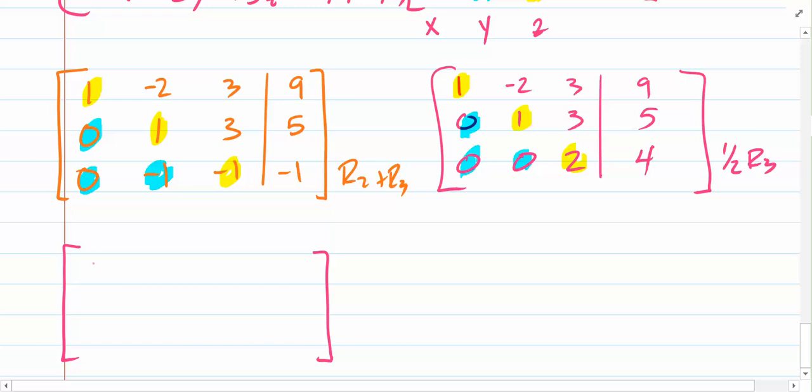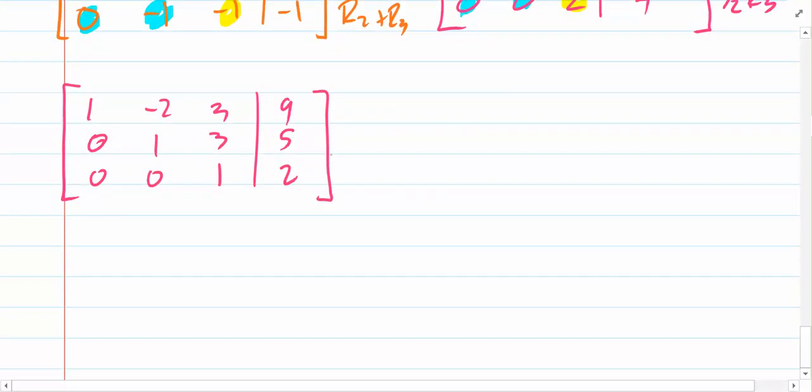I'm doing nothing to row 1: 1, negative 2, 3, 9. 0, 1, 3, 5. 0, 0, what's half of 2? 1. What's half of 4? 2. Awesome. So now here's what we have, you guys. 0, 0, 1, 2. This tells me that z is equal to 2.